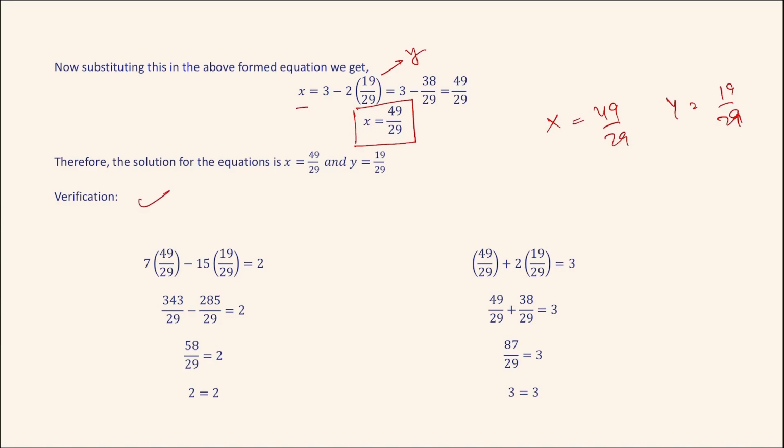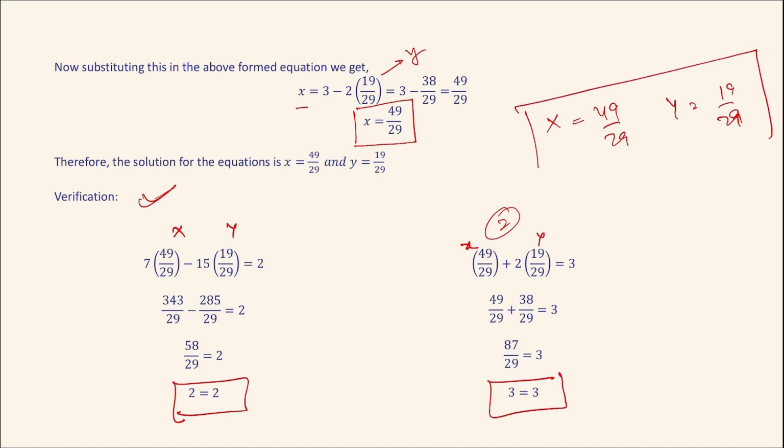And that is exactly what we have done in verification. The first equation was 7x minus 15y is equal to 2. If we put x as 49 upon 29 and y as 19 upon 29, we do get 2 is equal to 2, which is correct. And in the second equation, we have put x and y here and we get 3 is equal to 3, which means our solution is correct.